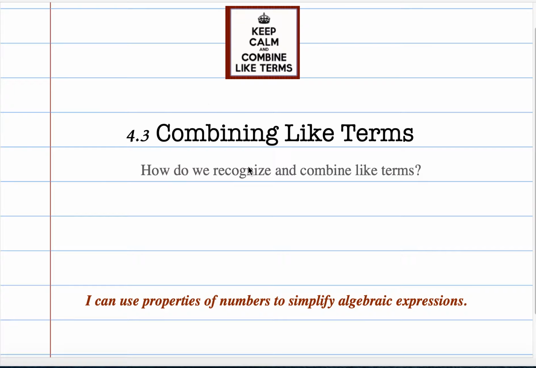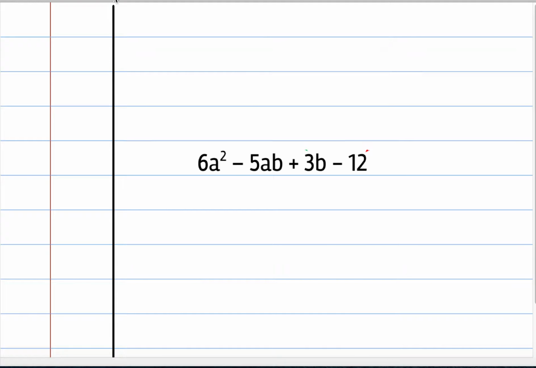Combining like terms. How do we recognize and combine like terms? So go down a couple lines of your paper and I want you to write this. 6a squared minus 5ab plus 3b minus 12.